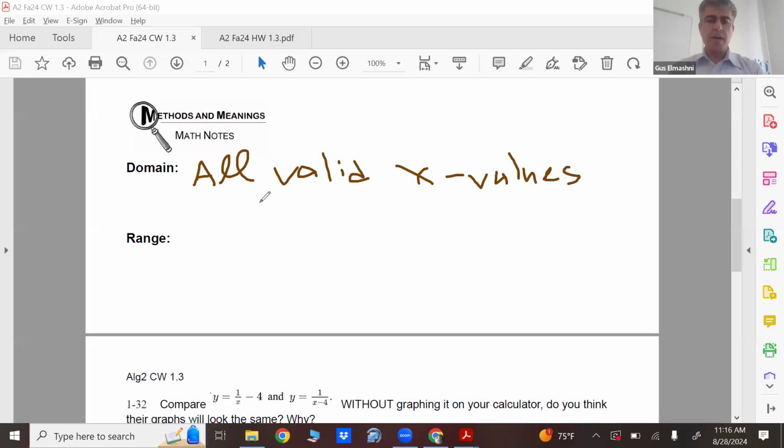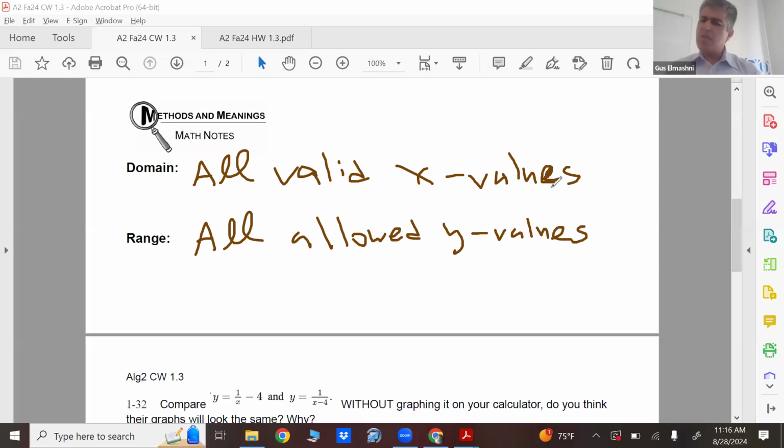And range is going to be all allowed y values. Why did I use different words, valid and allowed? Oh, actually, good. Yes. Thank you. Perfect. What am I allowed to guess?